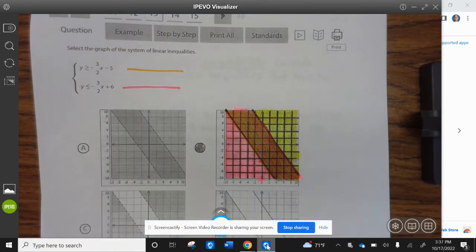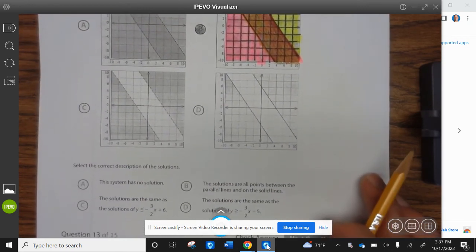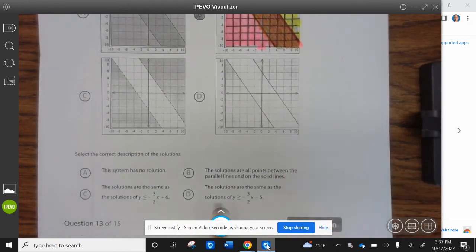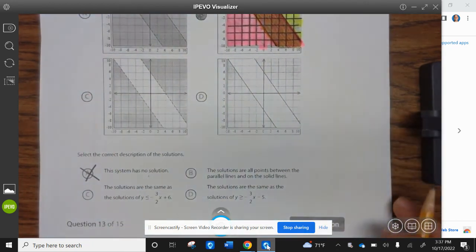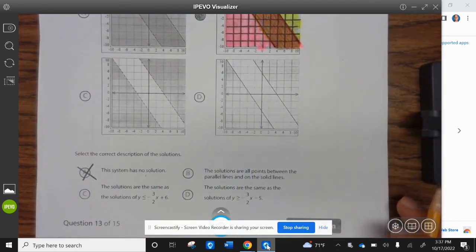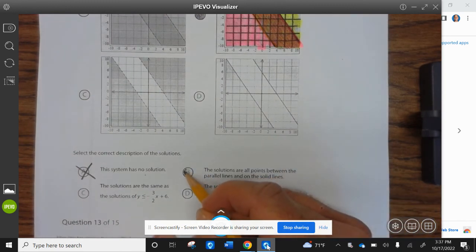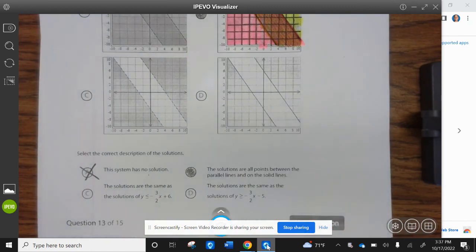Okay, so our solution is this overlapping region. Now, this is not a no solution because they do overlap. The solutions are all points between the parallel lines on the solid lines. So the answer is B.